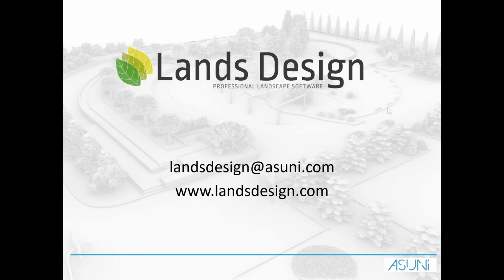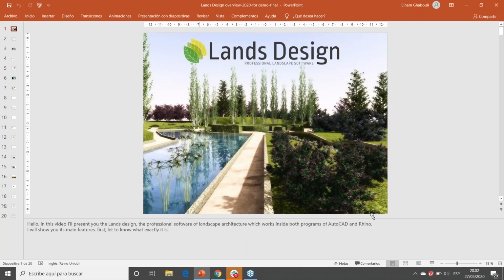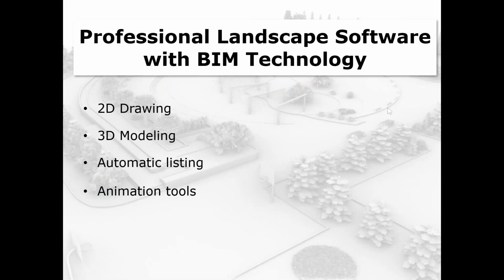Lens Design is a professional landscape software in two versions. There is a version for AutoCAD and another for Rhino. Today we are going to study the Rhino version. But both versions have the same functions and the same toolbars, just in different environments. Lens Design has BIM technology, so it lets you create 2D drawings, then model them in 3D, then it automatically generates a quantity takeoff list of plants and materials. And finally, it lets you create photorealistic images and videos with animation tools inside the program.